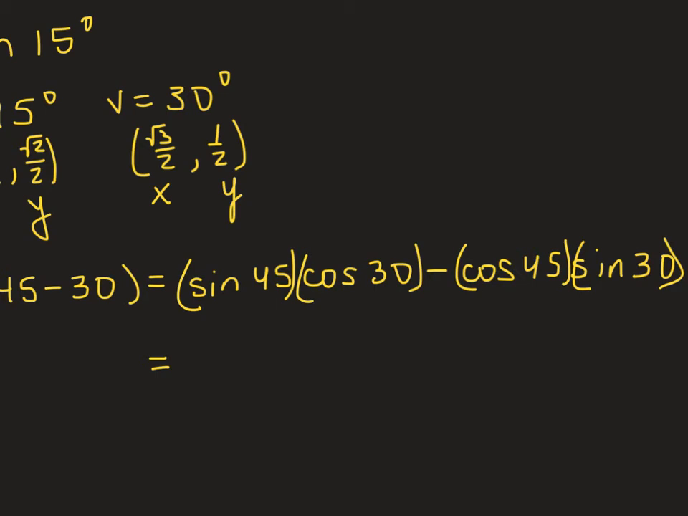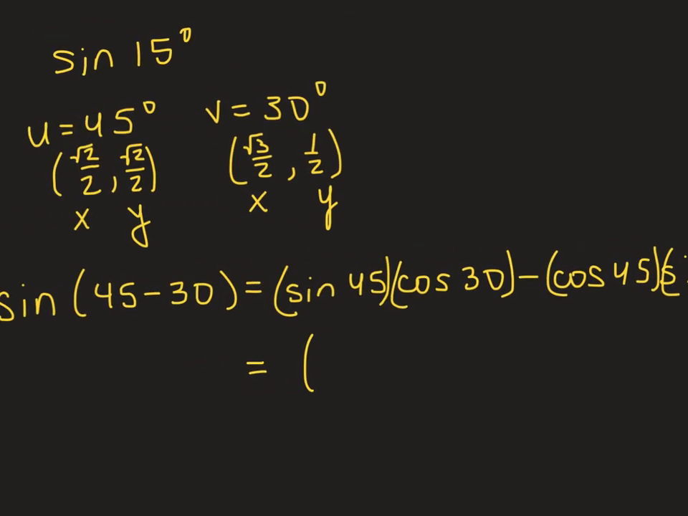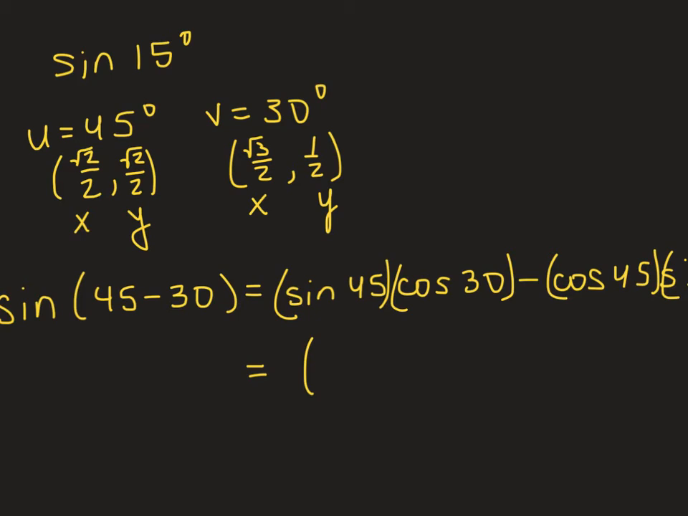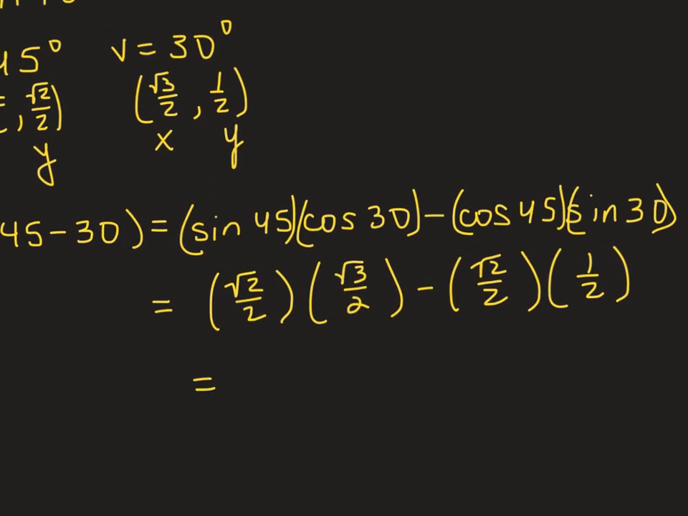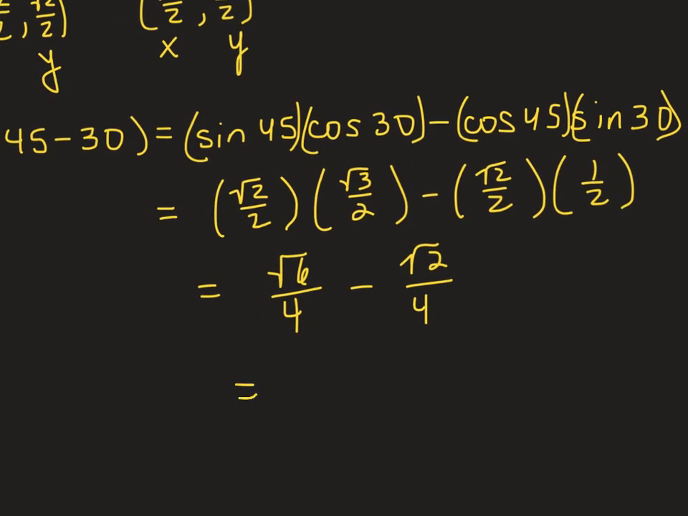We just plug in sine 45. What is the y value of 45? Radical 2 over 2 times, what is the x value of 30? Radical 3 over 2 minus, what is the x value of 45? Radical 2 over 2. And then what is the y value of 30? 1/2. So now let's simplify. What's root 2 times root 3? Root 6 over 4 minus, what's root 2 times 1? Root 2 over 4. So what's my simplified answer?